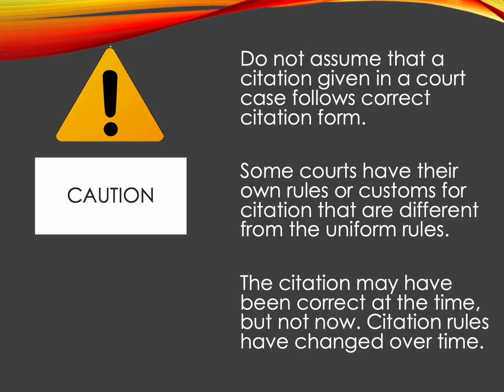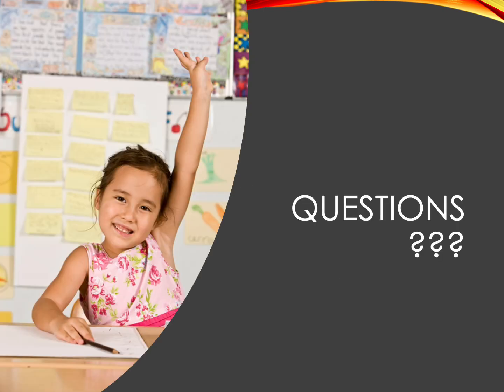A couple of cautionary tales for you. First of all, I want you to not assume that just because you read something in a court case that the citation is correct. Citation forms have changed over the years, so if it's an older case, the citation given in that case is probably no longer according to the ALWD or Bluebook guidelines. Some courts have their own rules or customs that are different from uniform rules, and things change. So you always want to double check. You do not want to just lift out of a case a citation and drop it into your memo and assume that it is correct.